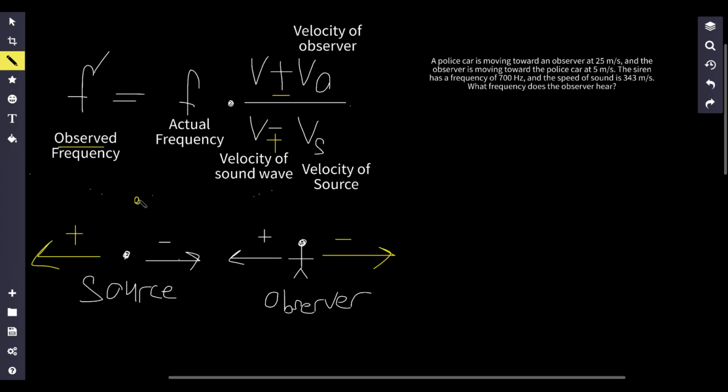Let's say we have a source moving this way, and my observer is also moving this way. Well, notice how the observer is moving away from my source, right? So it would have a negative sign here.